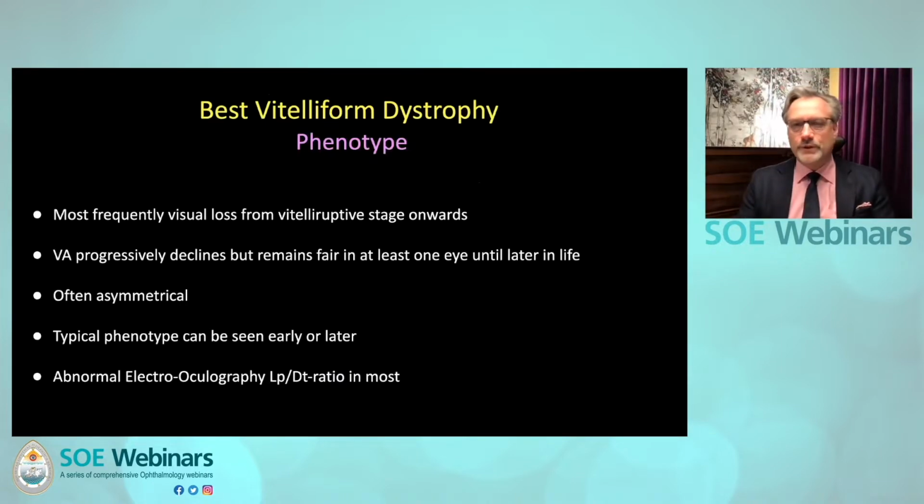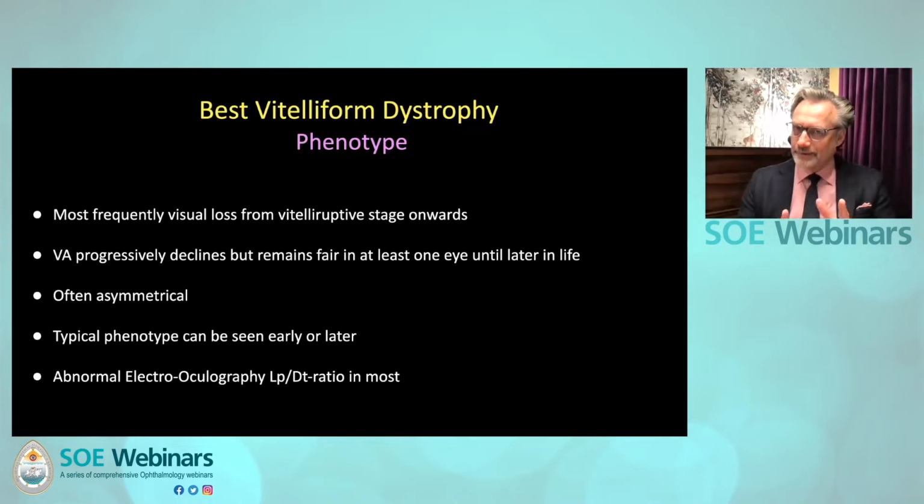And we are now talking about Best vitelliform macular dystrophy. It is a condition that is typified by the presence of an egg yolk-like lesion in the central part of the retina, and visual acuity declines but remains fair in at least one eye until later on in life, say 40, 45 years on, depending on the patient, but that was generally seen in systematic studies.